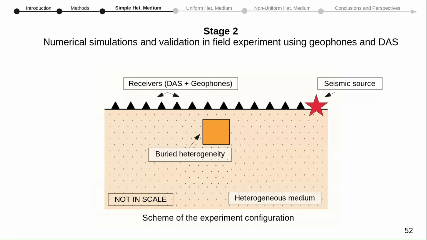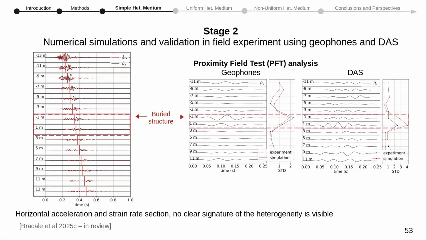I'm showing here a schematic representation of the field experiment, in which there was a varied heterogeneity made of concrete in the shallow subsoil. We deployed receivers at the free surface, DAS and geophones, and then we produced waves with an active source. What I would like to show is that when we look at the section of the horizontal acceleration and strain, even if this heterogeneity generated a very strong impedance contrast, actually no clear signature of the heterogeneity is visible. But when we analyze the data with the proximity field test, we show that even if we use data only from geophones or only from DAS, we see a clear signature of the heterogeneity in the very proximity of it.